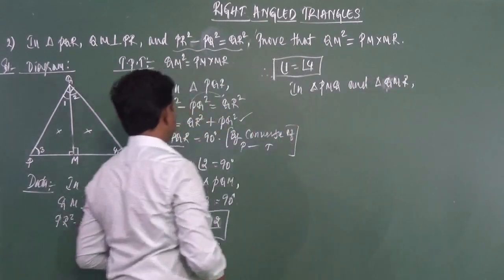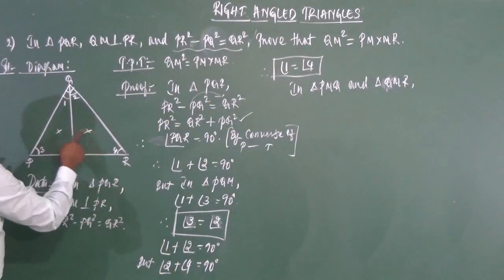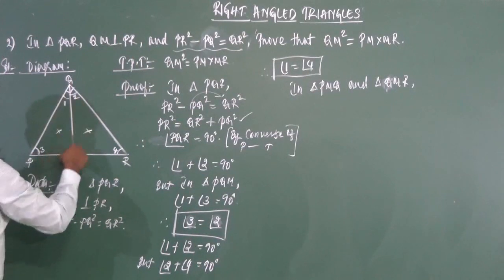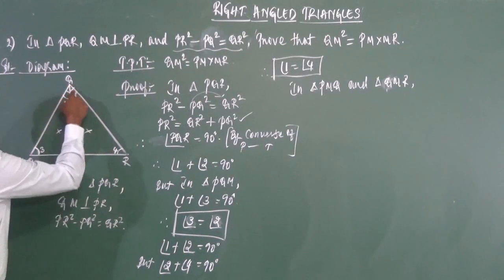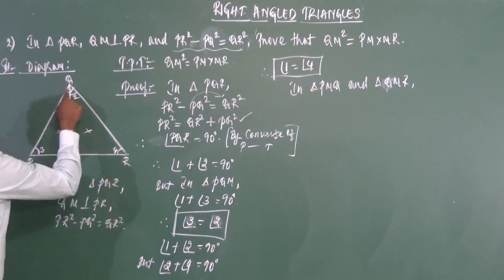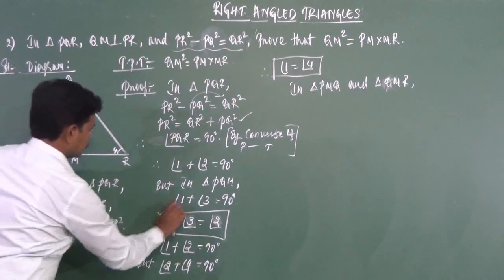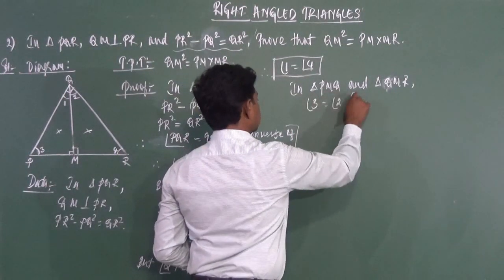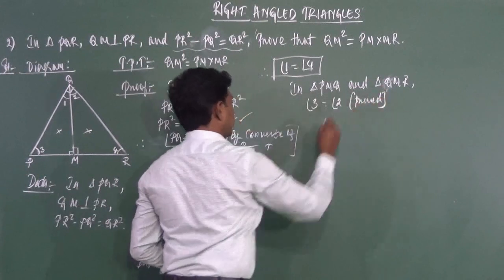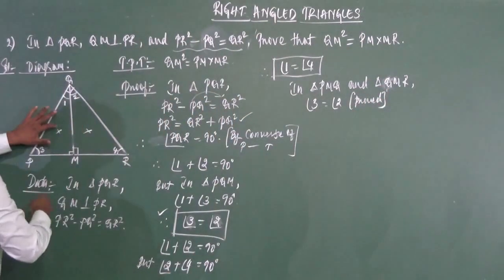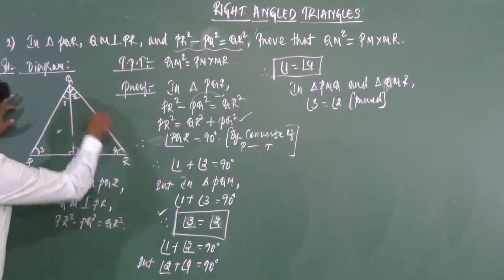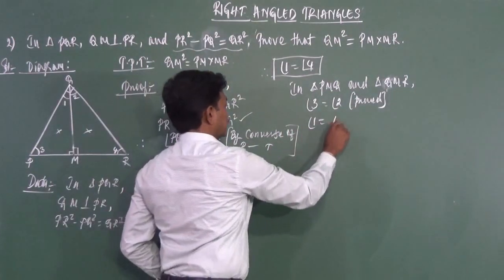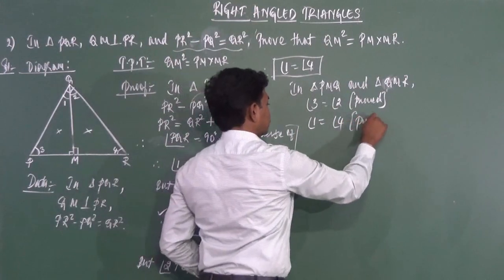Right? Now, just now we have proved that angle 3 is equal to angle 2, that is, in this triangle this angle and in this triangle this angle are equal. That is the result. So angle 3 is equal to angle 2, that is proved. And again, in this triangle angle 1 and in this triangle angle 4 are equal, that is what we have proved here. So angle 1 is equal to angle 4.